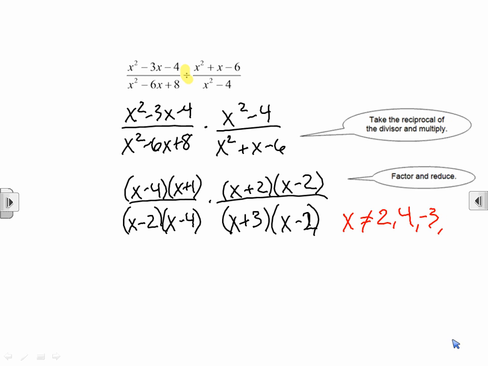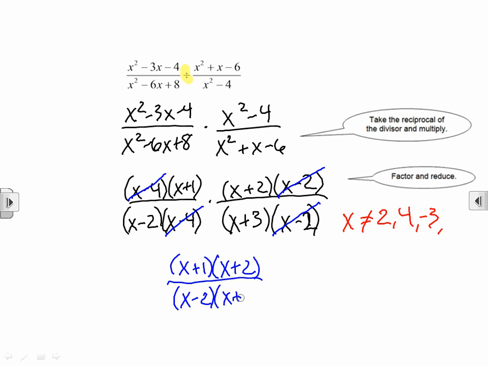Okay. Now it's time to reduce. x minus 4, go searching. I have another x minus 4. x plus 1, I don't have anything for him to go with. x plus 2, nope, I have an x minus 2. I have two x minus 2s. Oh, and look what I have here. So those can reduce. So I'm left with x plus 1 times x plus 2 over x minus 2 times x plus 3. Okay? And that means that I would have vertical asymptotes at 2 and negative 3, and I would end up with a hole. One more, and then we're done.